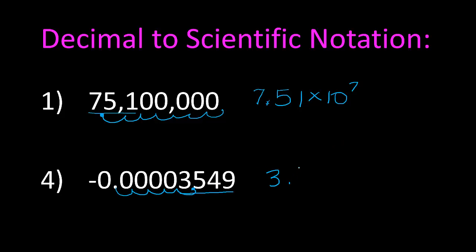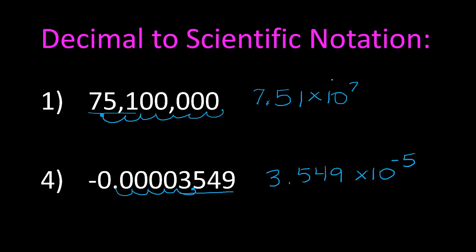So 3.549 times 10 to the, and we move the decimal 5 places to the right, so it's going to be a -5. When we convert and we move the decimal place to the right, the exponent's going to be negative. If we're moving the decimal to the left, the exponent's going to be positive.